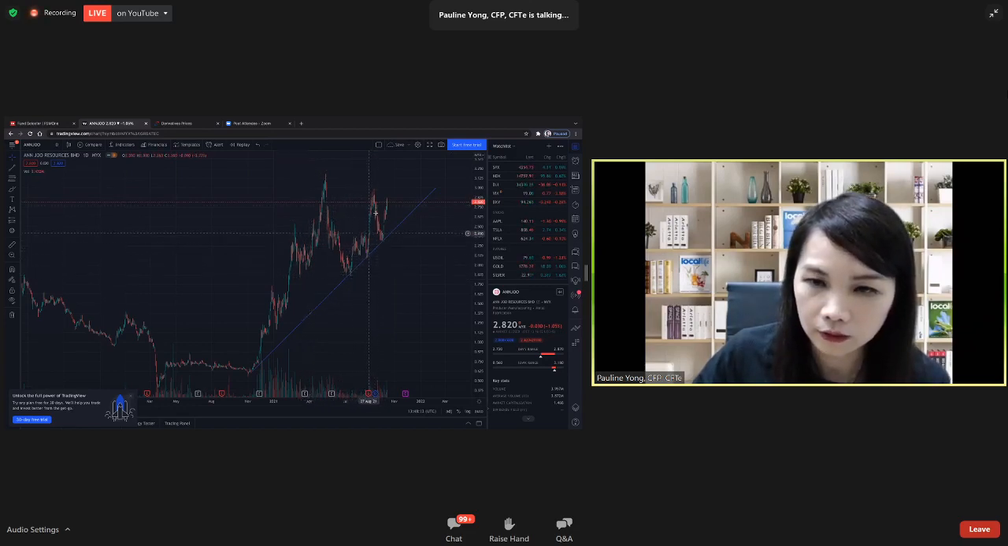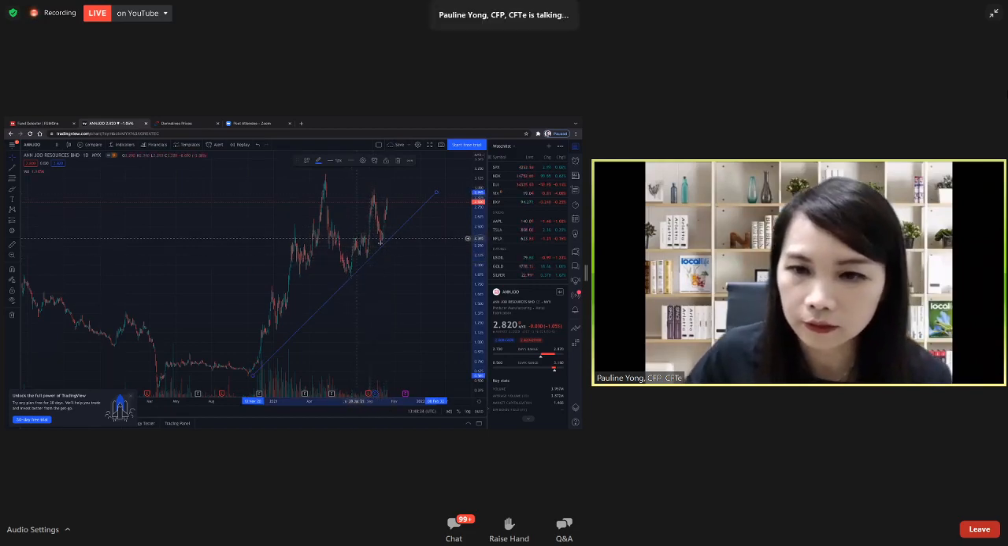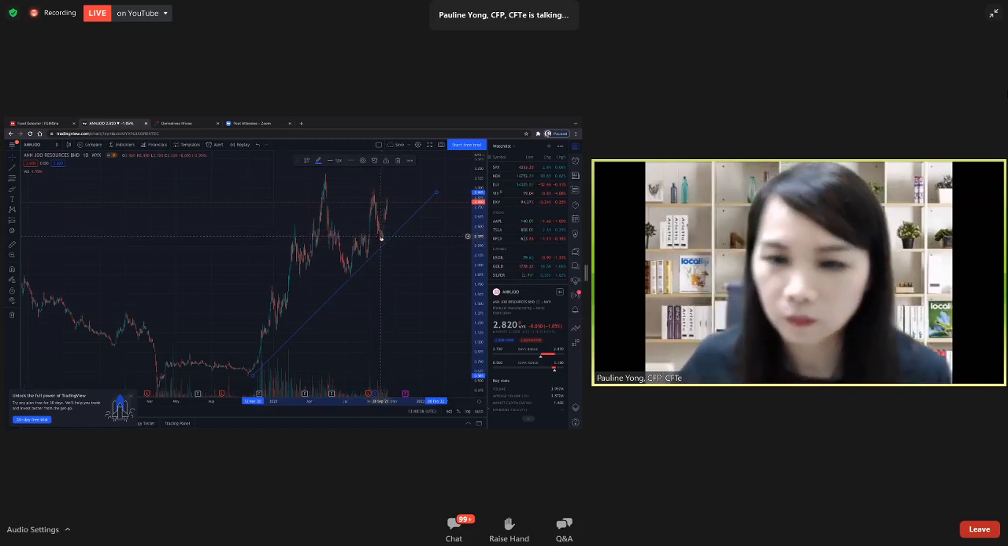So starting another count of 1, 2, 3, 4, 5, A, B, C. So here you can see internal wave here, 1, 2, 3, 4, but this cannot. Okay, 1, 2, 3, okay, 4. But this 4 is actually over already. So this cannot be 4. So then you have to recount. You get what I mean?